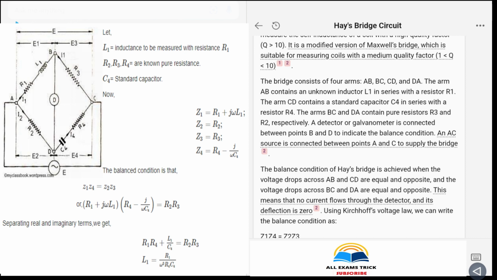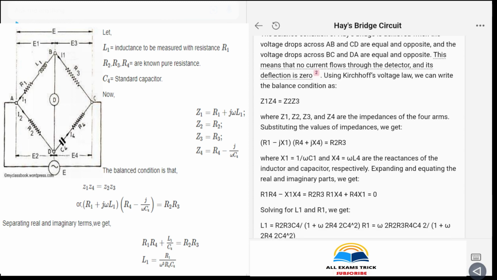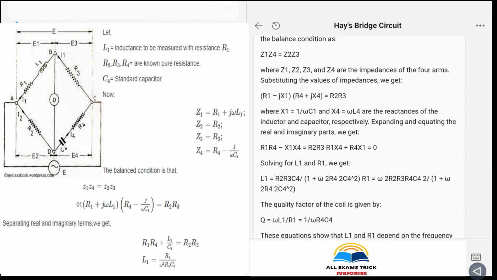Using Kirchhoff's voltage law, we can write the balance condition as Z1 Z4 is equal to Z2 Z3, where Z1, Z2, Z3 and Z4 are the impedances of the four arms.